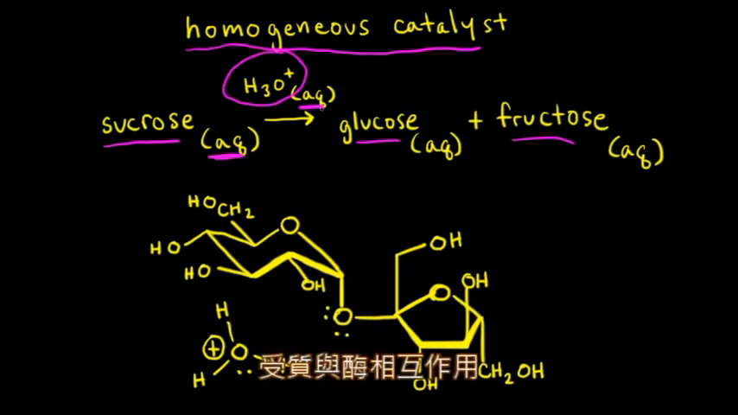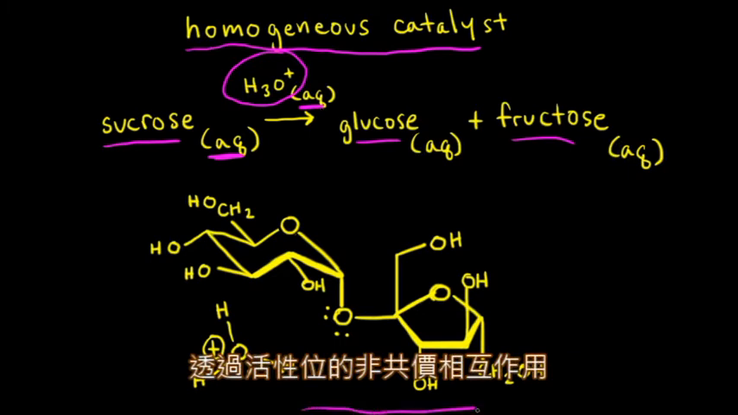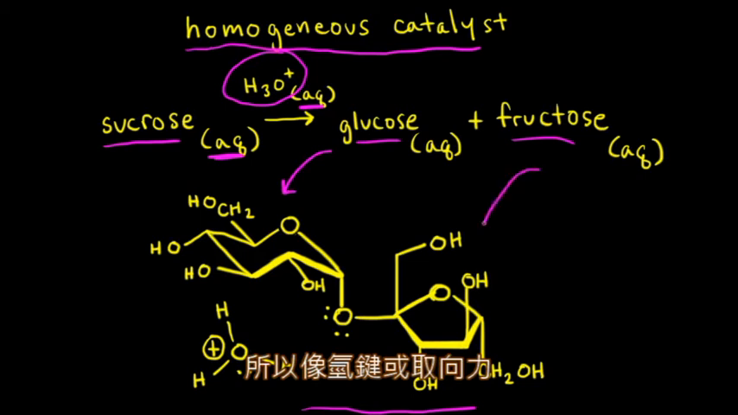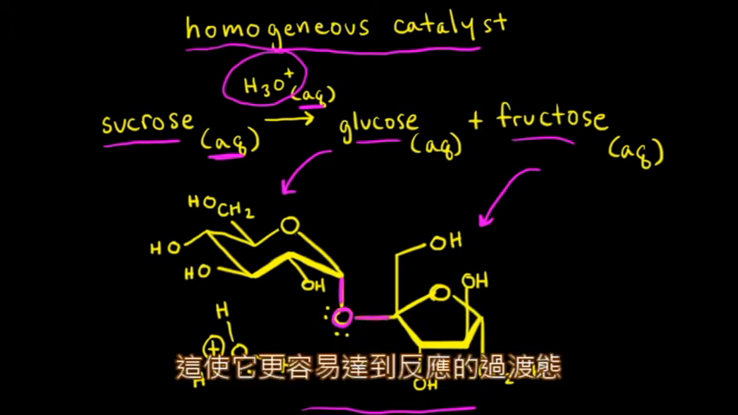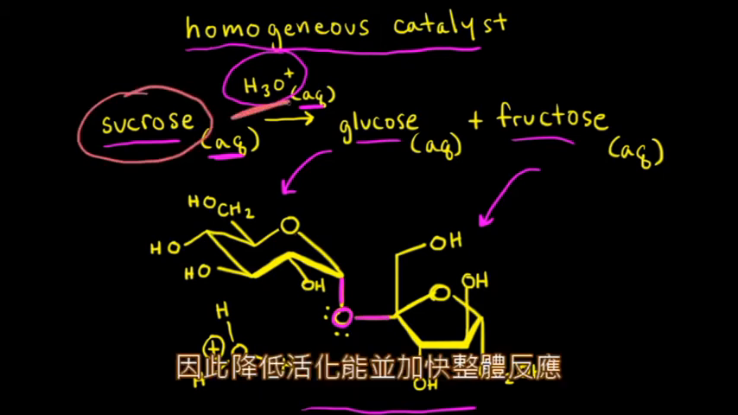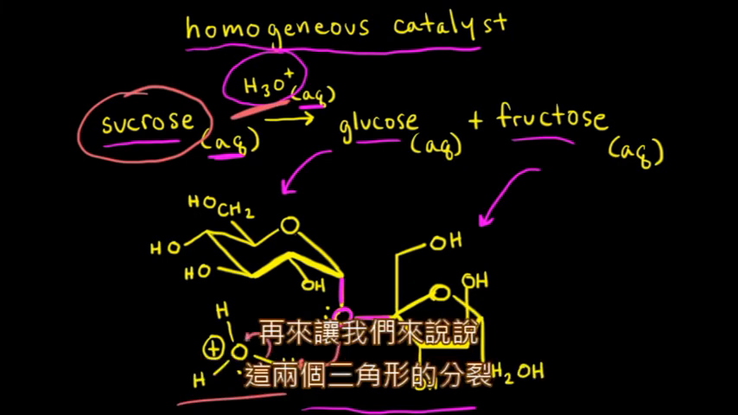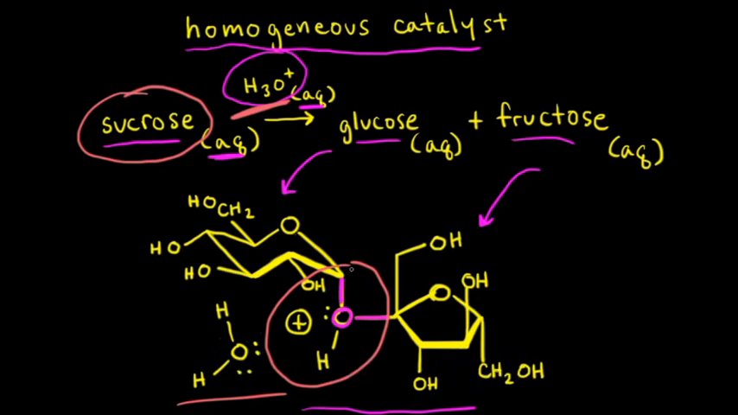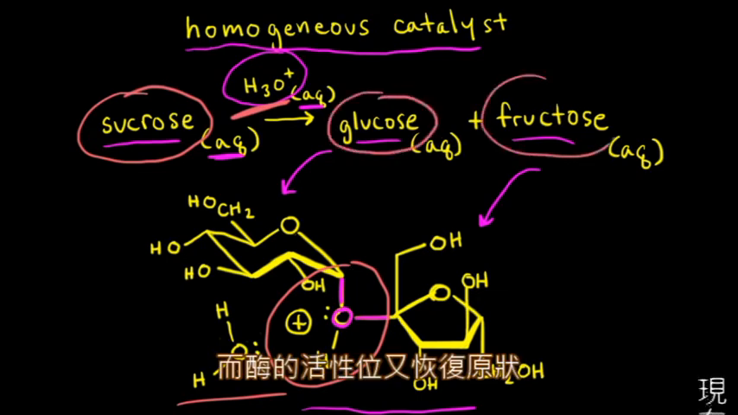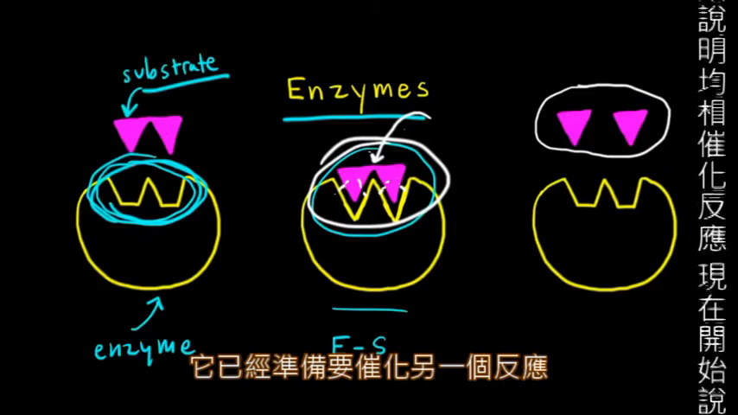The substrate interacts with the enzyme through non-covalent interactions in the active site, so things like hydrogen bonding or dipole-dipole interactions. Perhaps some of these non-covalent interactions cause a shift in electron density, which makes it easier to reach the transition state for the reaction, therefore lowering the activation energy and speeding up the overall reaction. Next, let's say the bond between the two triangles breaks and we get our two products here, so two individual triangles. And the enzyme active site goes back to the original shape and it's ready to catalyze another reaction.